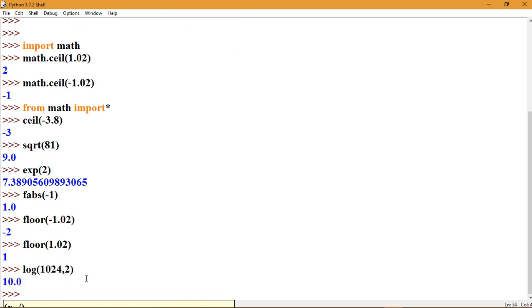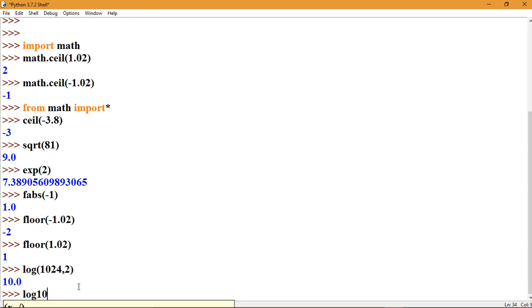Two is the base here. Okay, I'm calculating the log of 1024 base 2. If we need to take base 10, that is natural log. So what is to be written? Either we write 1024 comma 10 or another method.